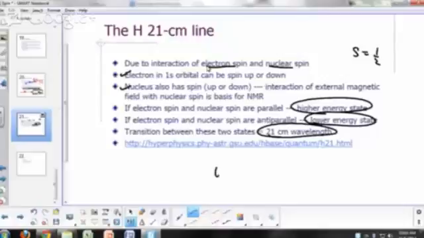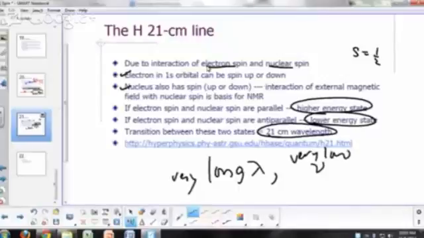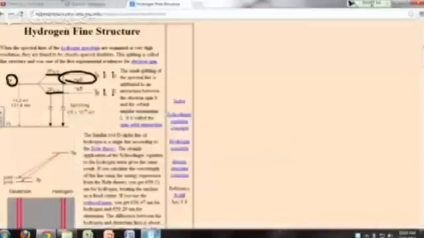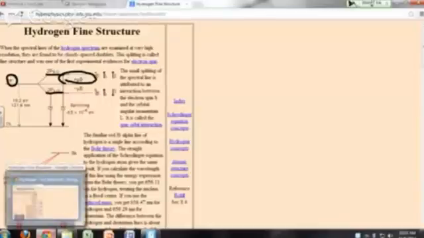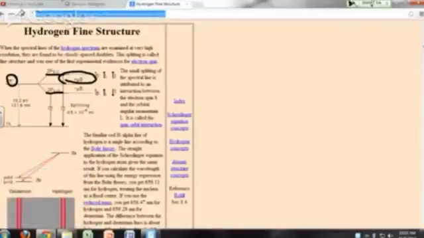So very long wavelength means what in terms of frequency? High frequency or low frequency? That's going to be very low frequency, right? And so that's going to be very hard to detect. But you can. The splitting, the gap between those two energy levels, is very small. If you're interested in learning more about that, you can just do a search for the 21 centimeter line of hydrogen.